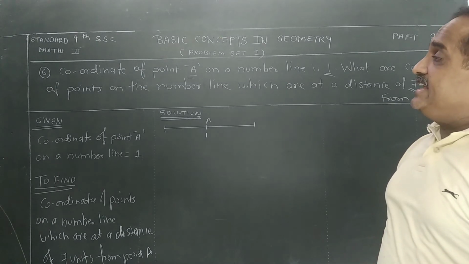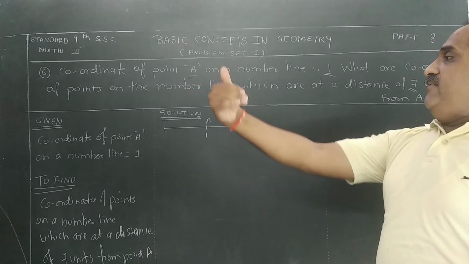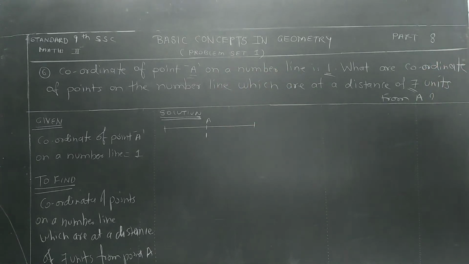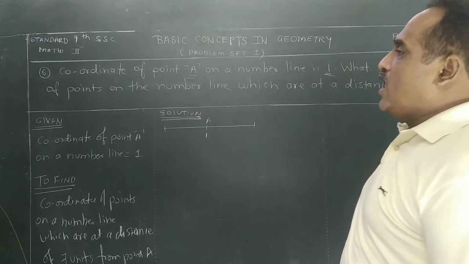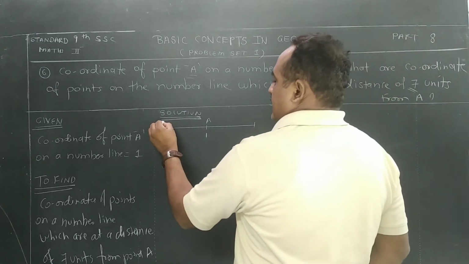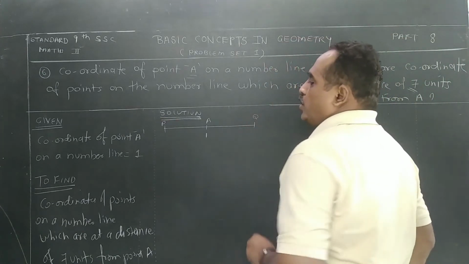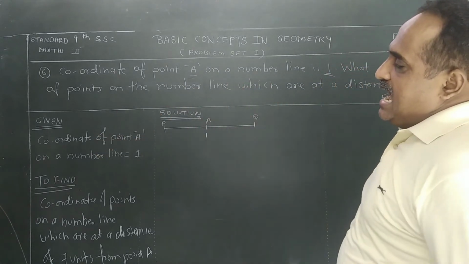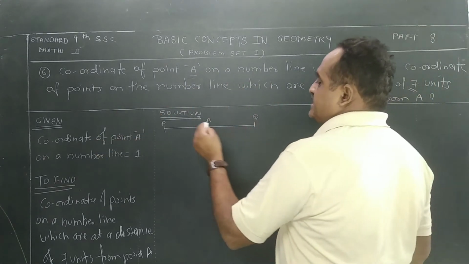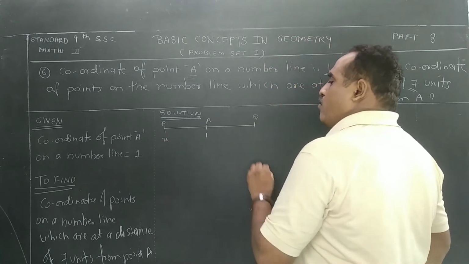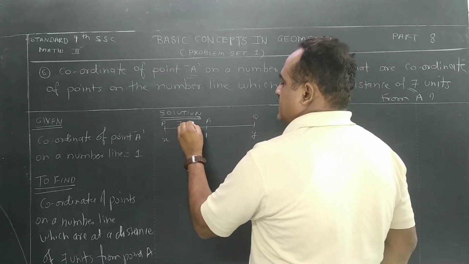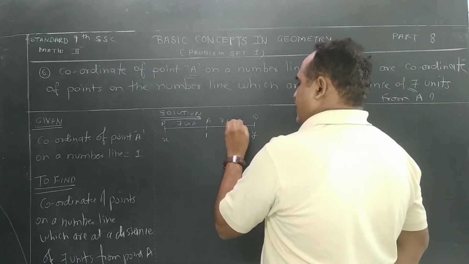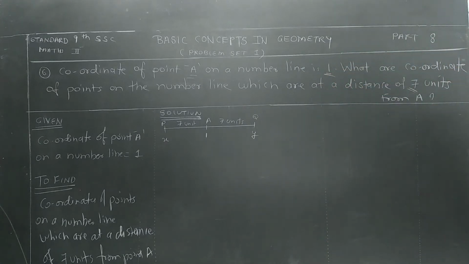Somebody asked me which city is there on this railway line, which is at the distance of 7 kilometers from here. So I may ask the question, which side, this side or that side? There are two possibilities. So I am going to take the possibilities P and Q. P is on the left hand side, Q is on the right hand side, and the coordinate of P I am going to take X, this I am going to take Y, and the distance between P and A is 7 units. Here also, 7 units. Are you getting my point?